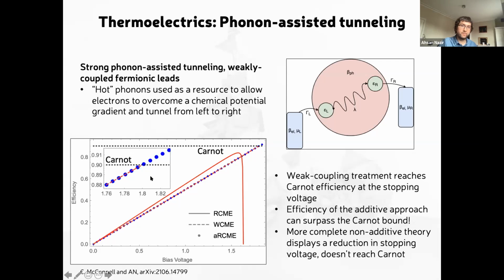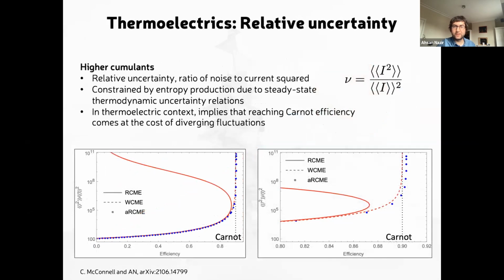So that's shown in more detail in the inset, where because the stopping voltage is different in the additive case, we see that it can break the Carnot bound, which is an unphysical artifact of the additive approximation. And just because we had some very nice discussion yesterday on thermodynamic uncertainty relations, I thought I'd show the relative uncertainty here, so we can probe higher cumulants with the counting statistics techniques.